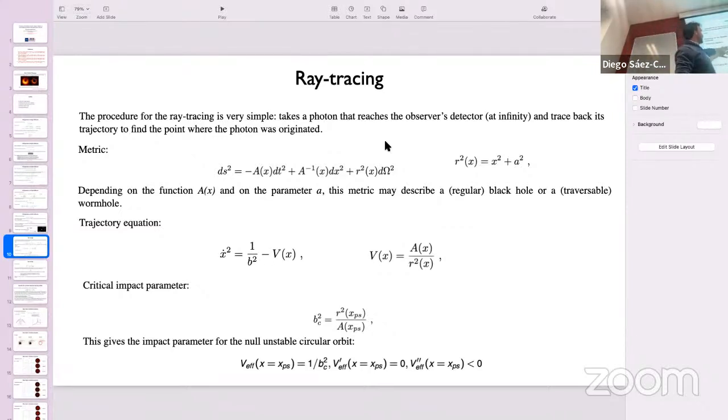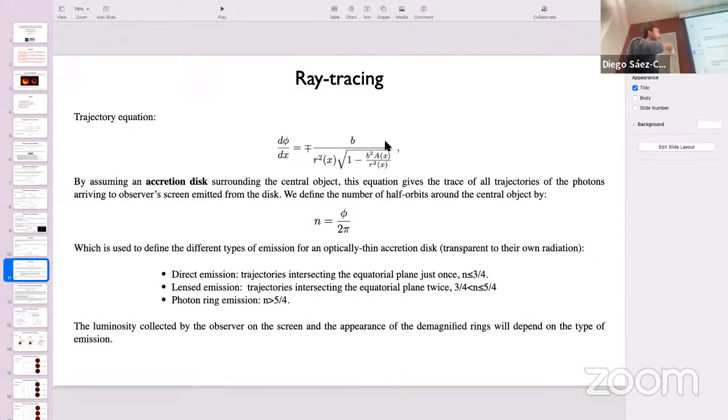So the trajectory that we have, we may write now in this radial coordinate called X that is related to the radius of the two-spheres described by the metric, and then we can compute the critical impact parameter that corresponds to those photons exactly that, if we throw a photon from our location with this impact parameter, will reach exactly the photon sphere when reaching the compact object. So in this case, as we define the effective potential, this impact parameter is going to be given basically by the maximum of this potential, where the potential is going to be given by one over the square of the critical parameter.